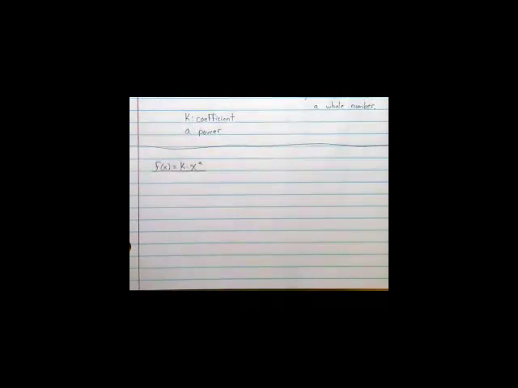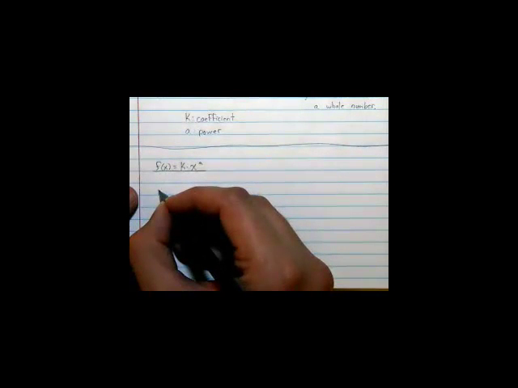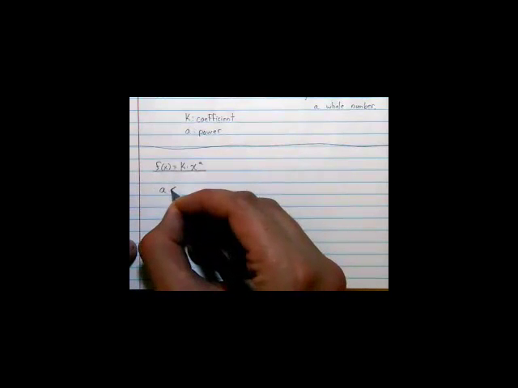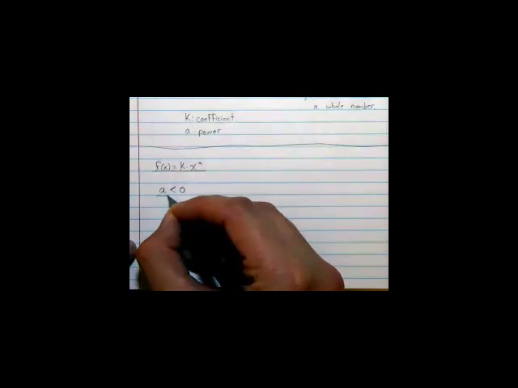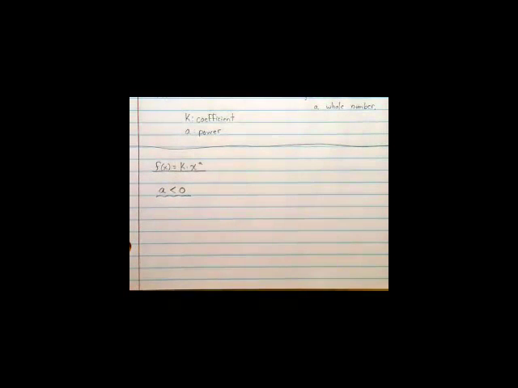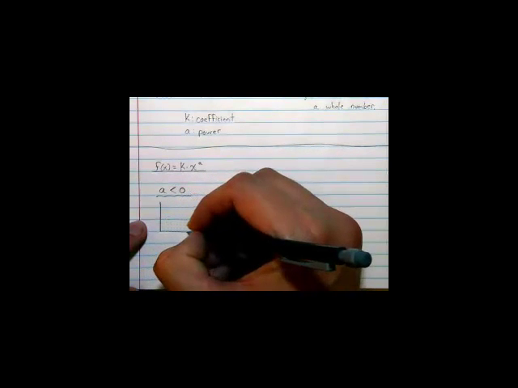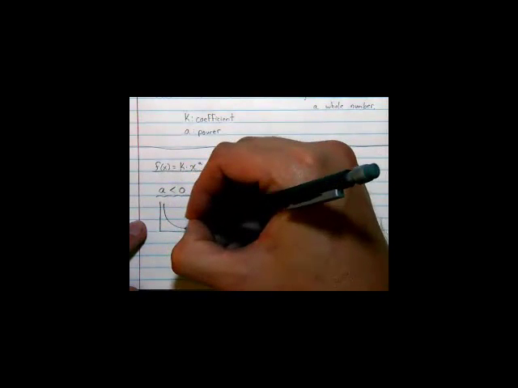All right, so we had some situations. So if a was less than 0, so if we had a negative power, what shape did that graph have? Yeah, it looked like a reciprocal function. So in the first quadrant, it would look something like this.